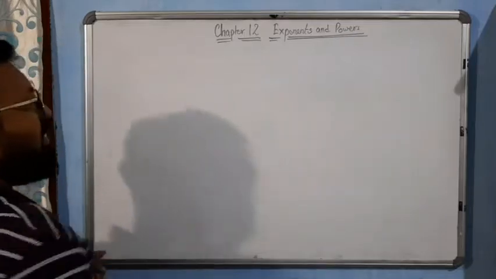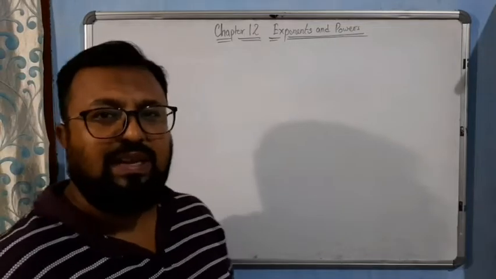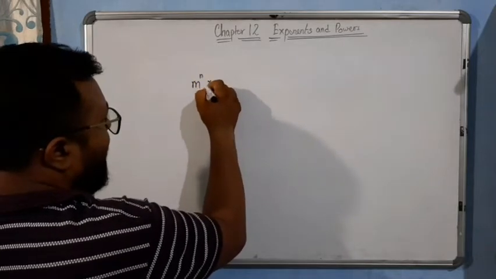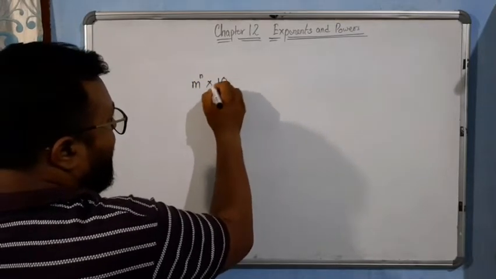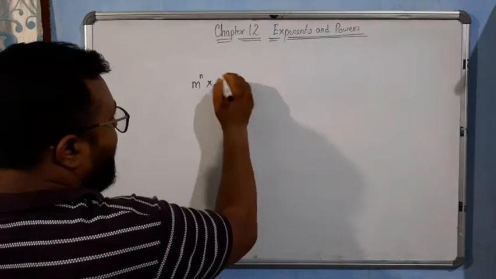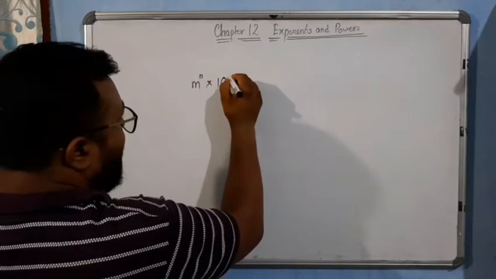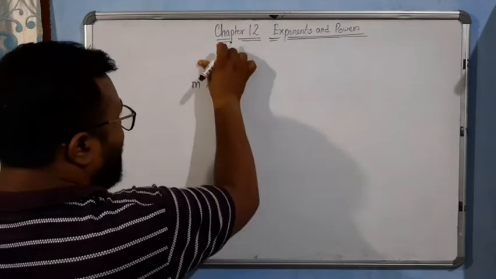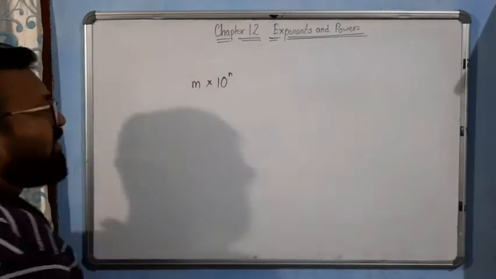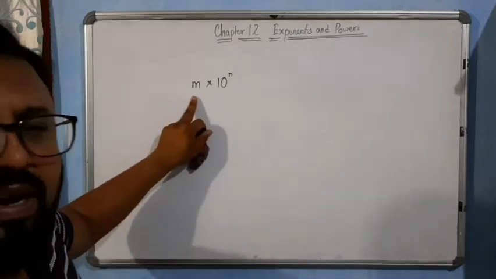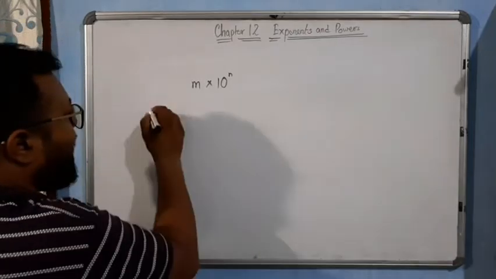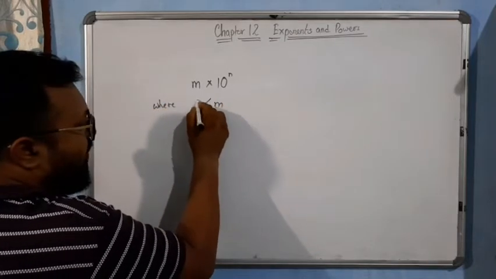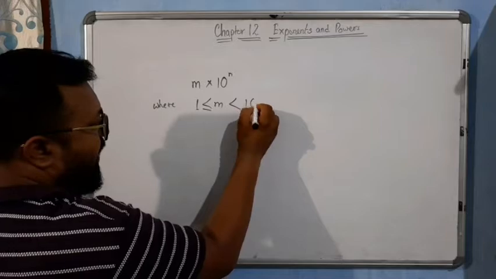Now, how do we write a number in standard form? In standard form, the number should be written as m into 10 to the power n, where n is any integer, and m is greater than or equal to 1 but less than 10.